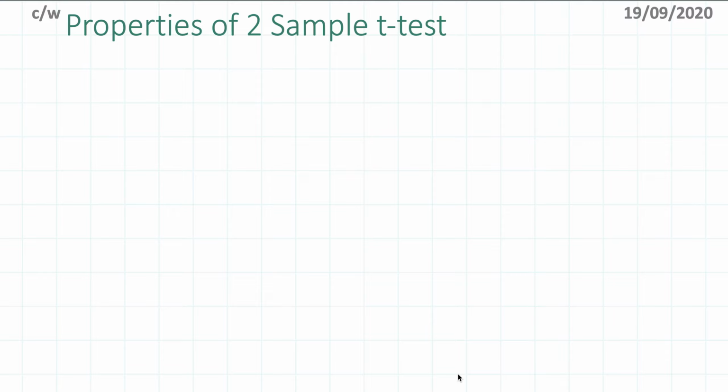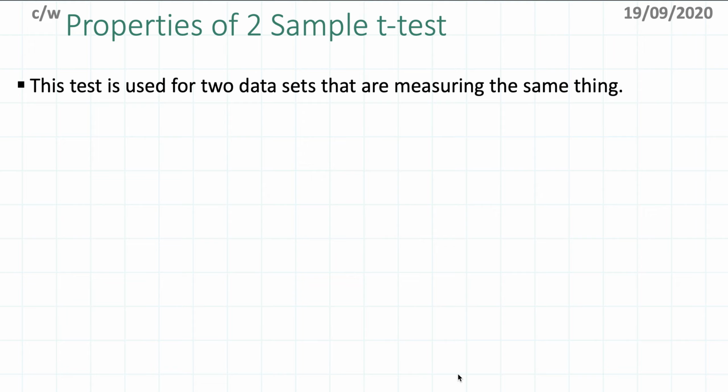Another type of statistical testing we're going to look into is called the t-test, or more specifically, the two-sample t-test. Again, we're going to follow roughly the same procedure as the others, but the t-test has different properties. So one of the main ones is that it's used for data that are measuring the same thing.